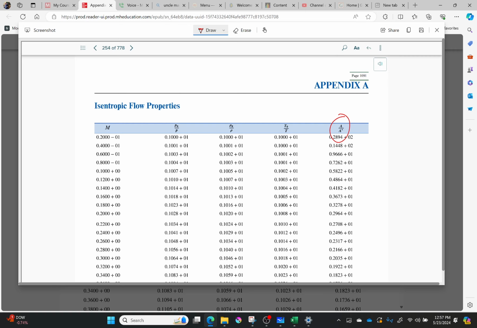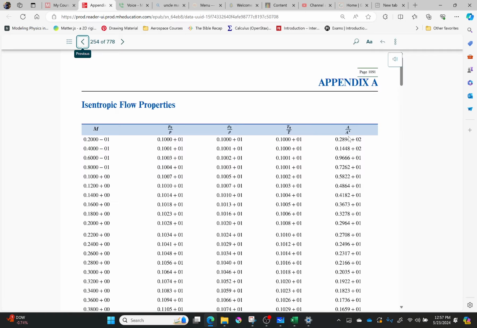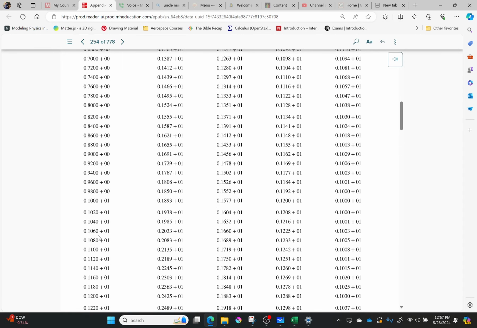Okay, now let's go down a little bit and see that in a little more detail. I'm going to go down to when my Mach number is equal to 1, which is right here. And you see that A over A star for a Mach number equal to 1 is, who would have guessed it, 1. Why? Because it's just the ratio of itself. Where I am going Mach 1, that is A star. Okay, so this is going to help us out here.